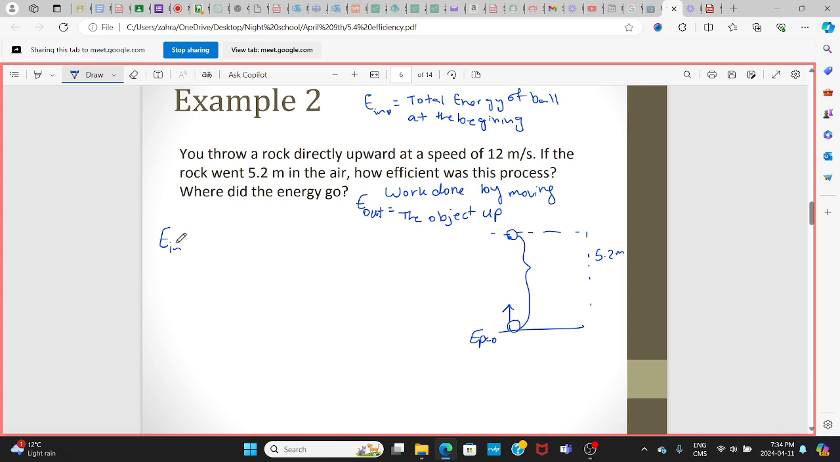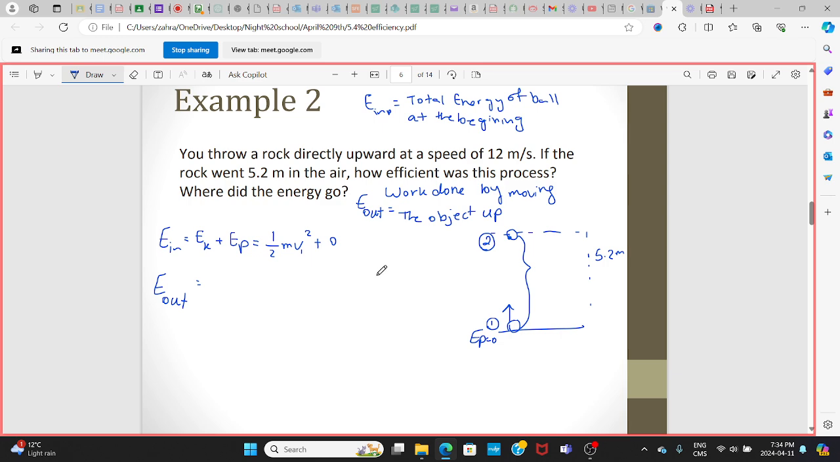Input energy is EK plus EP, right? At point one, I just put this one point one and this is point two. Kinetic energy, of course, we have some kinetic energy, right? Half m v1 power 2 plus potential energy at point one, which is 0. Now E output could be the work that is done from here to here, right?